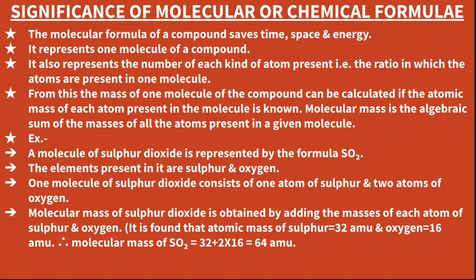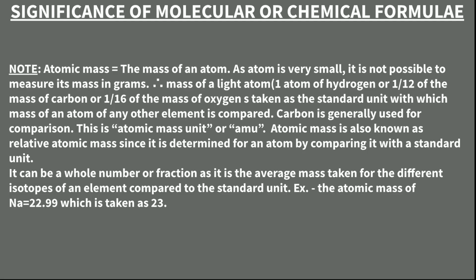So, molecular mass will become 32 plus, as it is one atom of sulfur, therefore 32 into 1, that is 32. And for oxygen, it is 2 atoms of oxygen, therefore 16 into 2, that is 32. So that will become 64 amu. So the molecular mass of sulfur dioxide is 64 amu, that is atomic mass unit. Okay. Next, note the atomic mass is equal to the atomic mass of an atom.